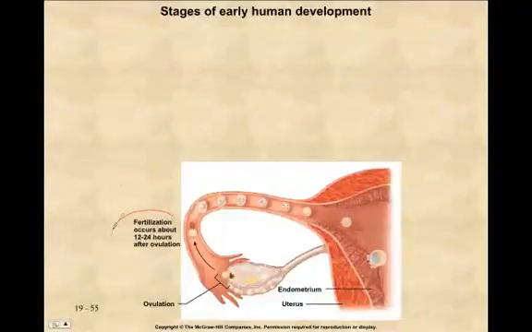I do want you to know that fertilization needs to occur. This is probably the one really important bit of information that I want you to know: fertilization can occur at about 12 to 24 hours after ovulation. So after ovulation, fertilization needs to occur pretty rapidly.